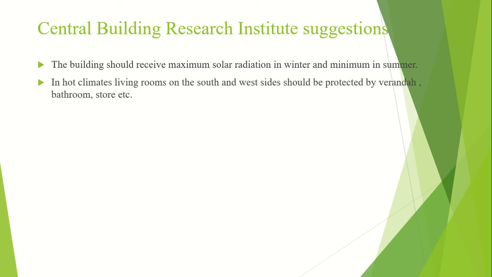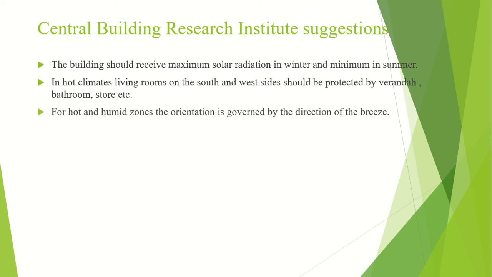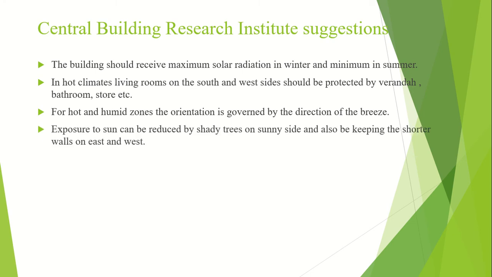In hot climates, living rooms on the south and west sides should be protected by veranda, bathroom, store, etc. For hot and humid zones, the orientation is governed by the direction of breeze. Exposure to sun can be reduced by shady trees on the sunny side and also by keeping the shorter walls on east and west.